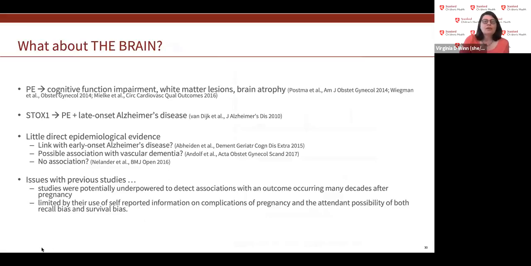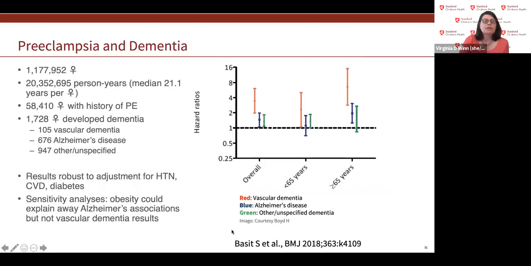So I think one of the best recent papers is this paper by Bassett et al., where they looked at over 1 million women from the Denmark database, which is well curated, looking at women with a history of preeclampsia and then breaking it down by the type of dementia: vascular, Alzheimer's, or other. And they did adjustments for many of the comorbidities.